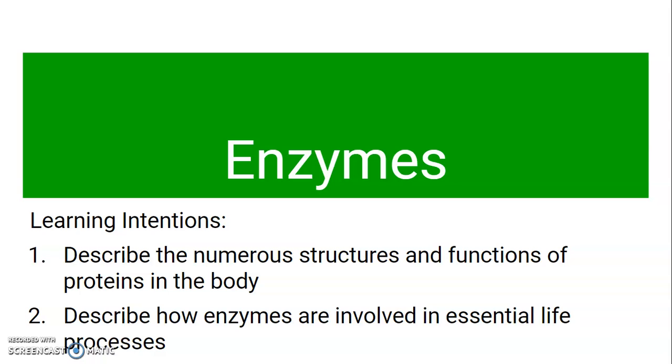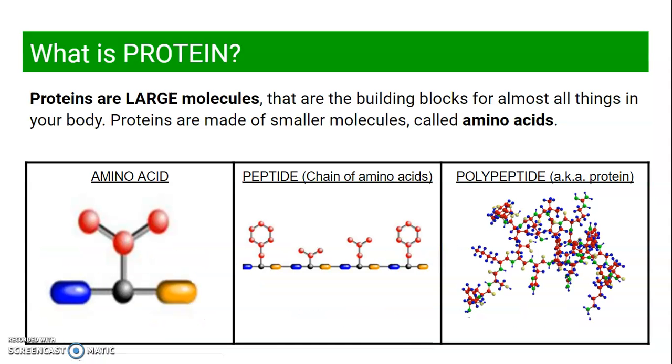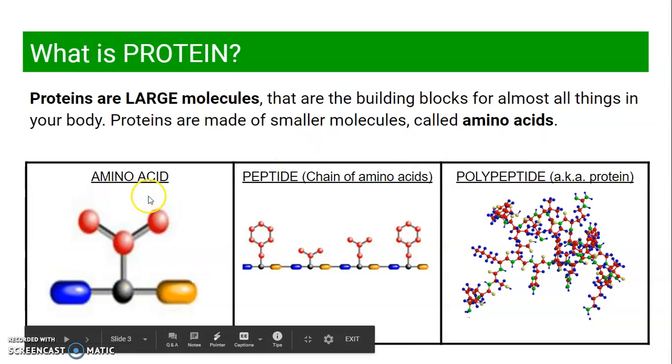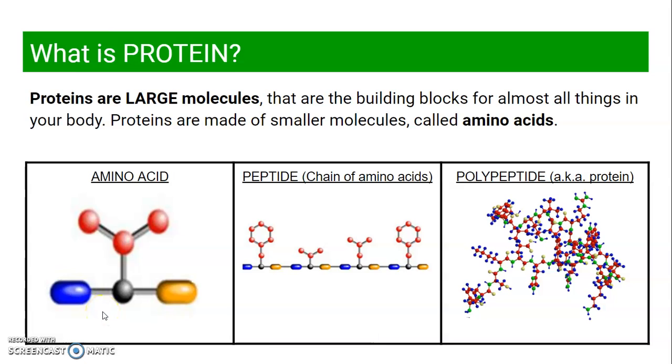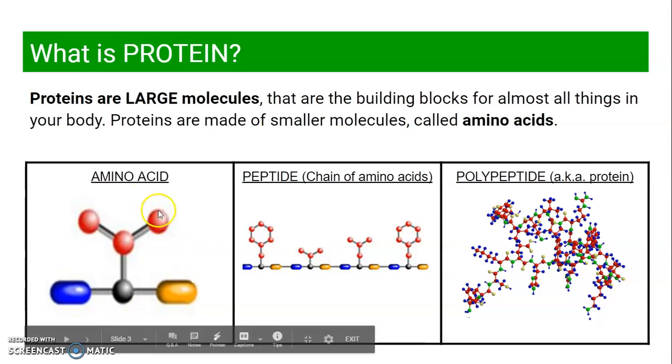Okay, so we're going to start off with proteins first, the bigger, wider macromolecules. So proteins are very large molecules that make up almost everything in your body. If you keep zooming in on a protein, you'll find that they're made up of really small molecules called amino acids. So this is an amino acid here. It's a number of atoms chemically joined. And then these amino acids can join together in long chains.